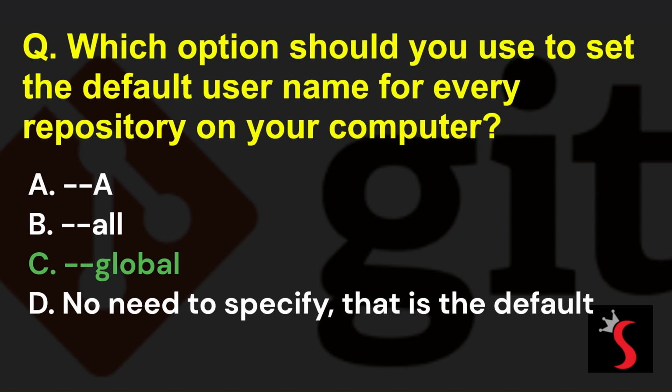And correct answer is option C, --global. To set your global username or email configuration, open the command line. Set your username. Git config --global user.name first_name last_name. Set your email address. Git config --global user.email my_name@example.com.